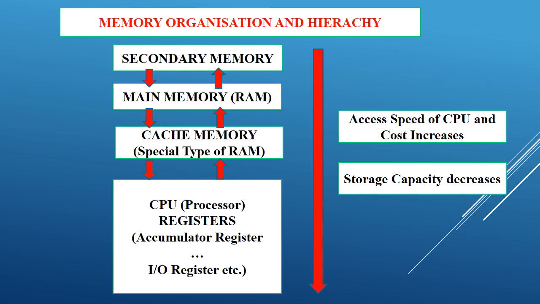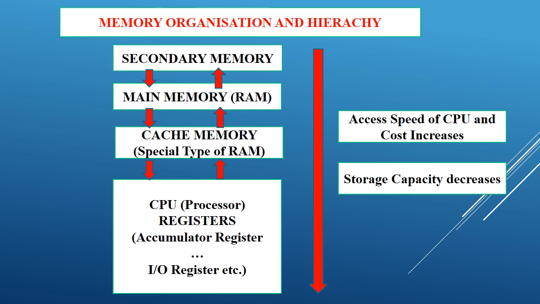I already told that the CPU, that is the processor, will always access data from the main memory. There is a memory between the main memory and the processor, called cache memory. Cache memory is a special type of RAM, random access memory. The processor will first search for any data or program in the cache memory. If it is not available in the cache memory, only then will the processor go to the main memory. The frequently used programs and data are stored in the cache memory.